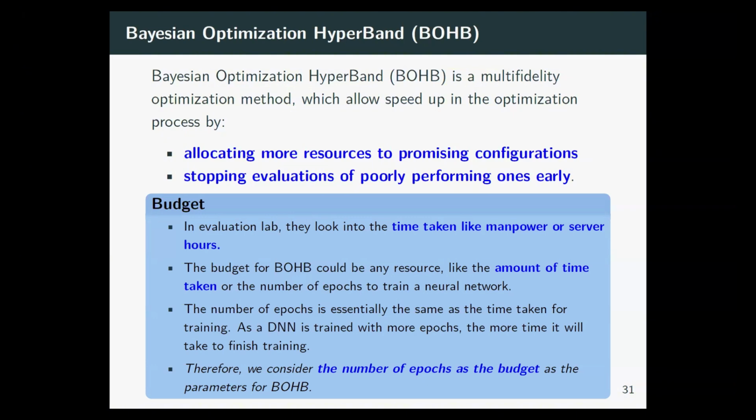Since we know that evaluation labs look into the time taken, like manpower or server hours, we want to look into the amount of time taken or the number of epochs used to train a neural network. For those who do not know what an epoch means, it just means how many times you look through the whole data set to update the weights. Since the amount of time taken and the number of epochs are equivalent, we simply use the number of epochs as the budget for BOHB.